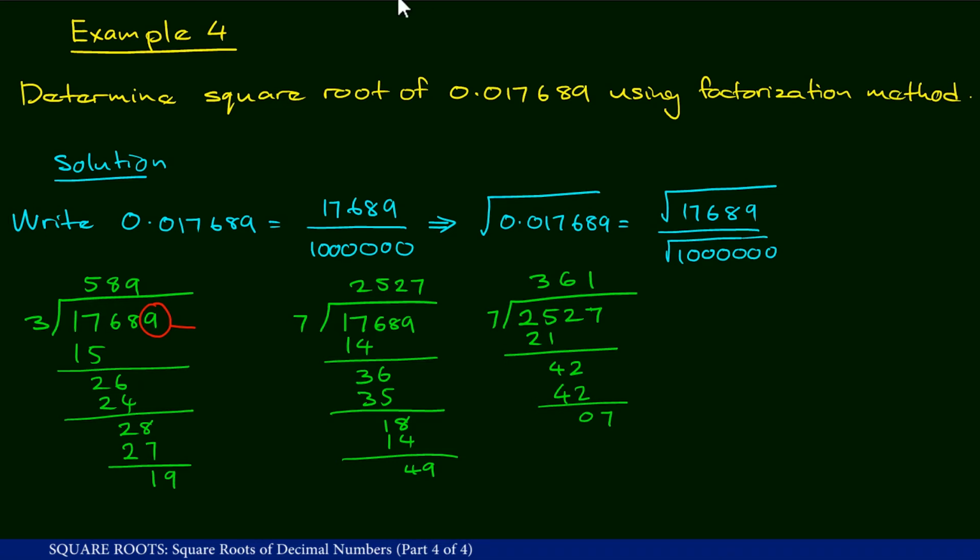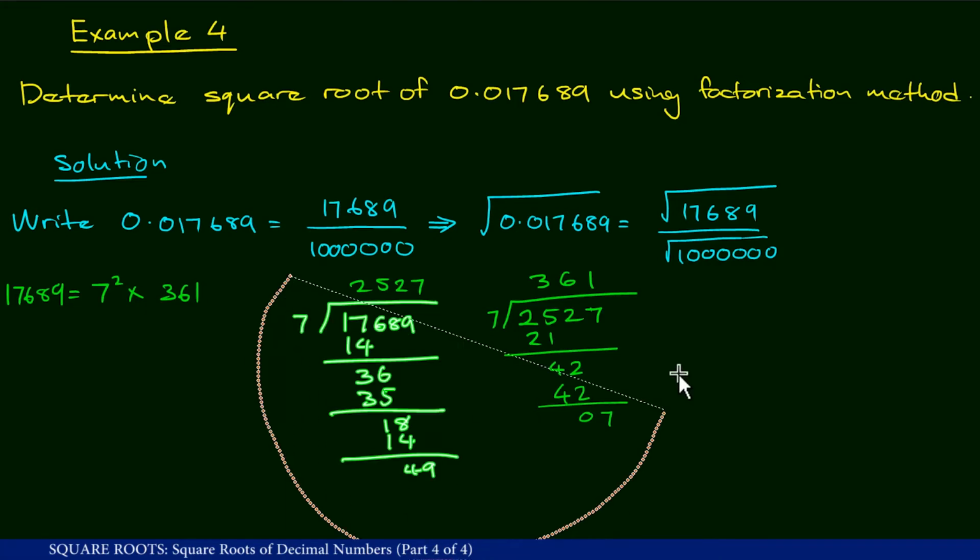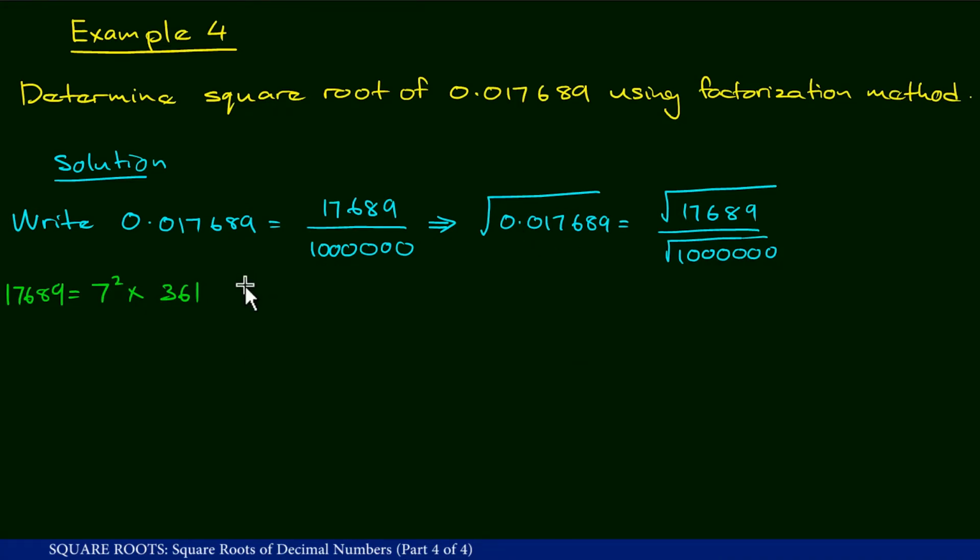Okay, I'm going to clear out this area. So far we have found one factor. So 17,689 is 7 squared times 361. Okay, I'm going to delete this now. So the next challenge is to find the factors of 361.